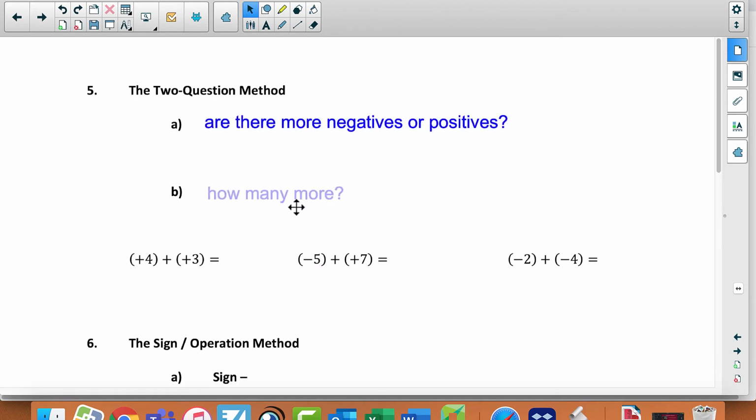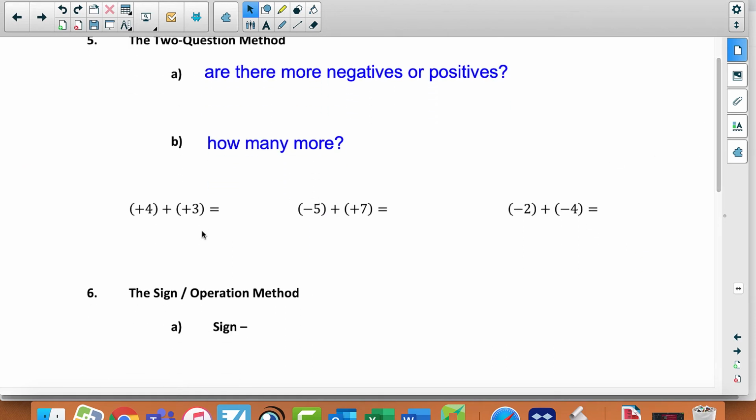So let me show you how I would do these questions. First question, are there more negatives or positives? So I have 4 positives and I have 3 more positives. It's all positives, so obviously I have more positives. So already I know in this question here, my answer is going to be positive. Now, how many more do we have? How many more positives than negatives?